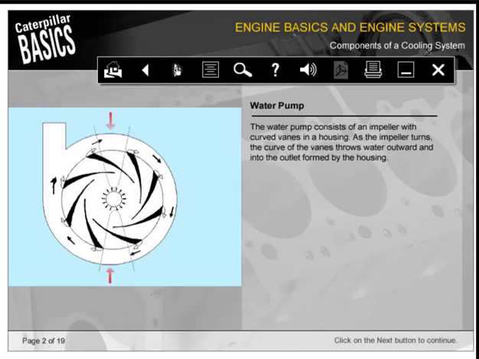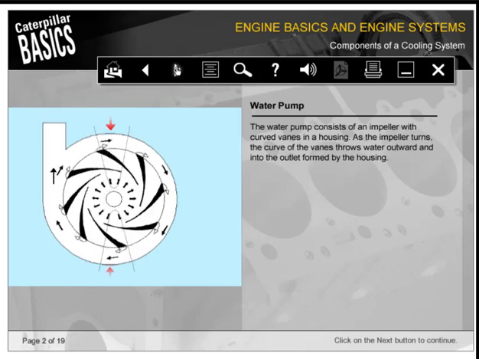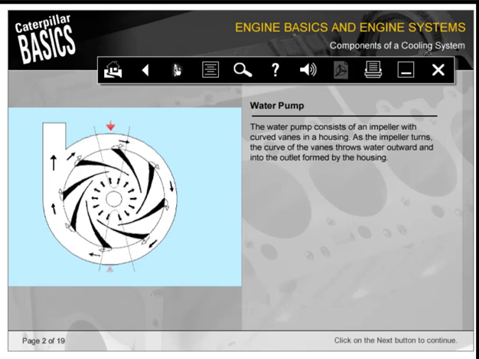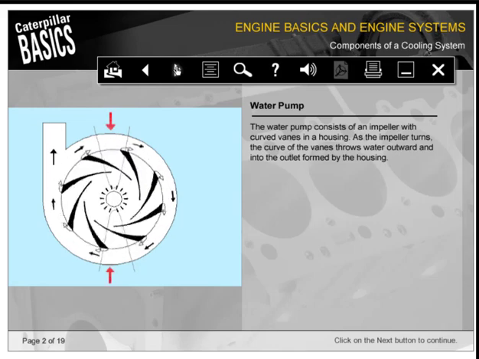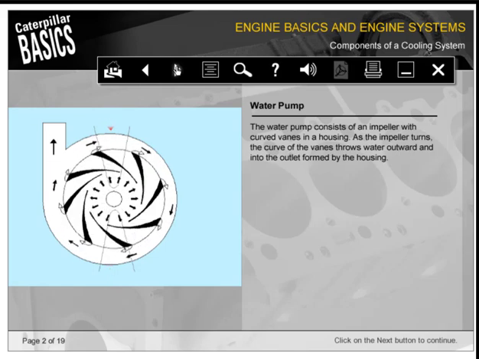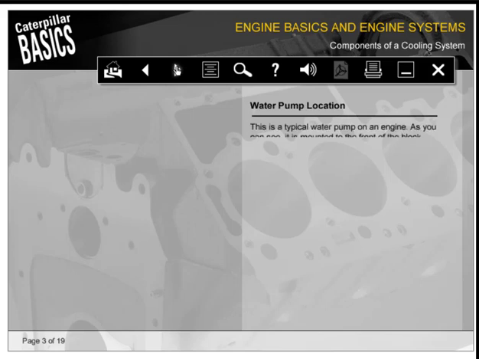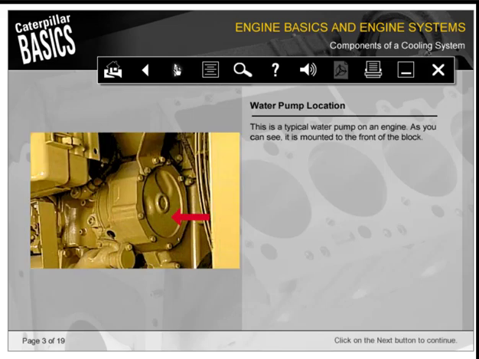The water pump consists of an impeller with curved vanes in a housing. As the impeller turns, the curve of the vanes throws water outward and into the outlet formed by the housing. This is a typical water pump on an engine. As you can see, it's mounted to the front of the block.